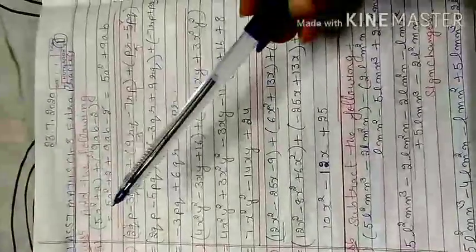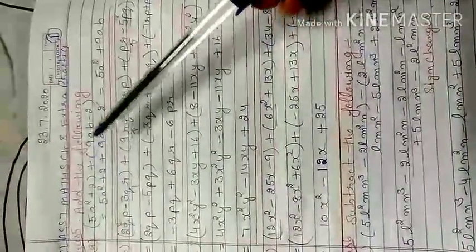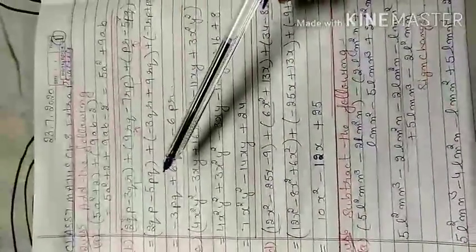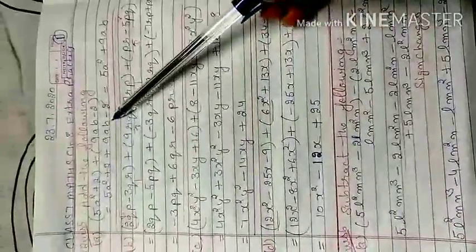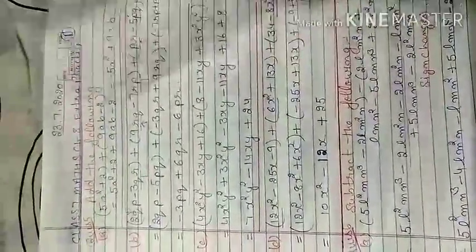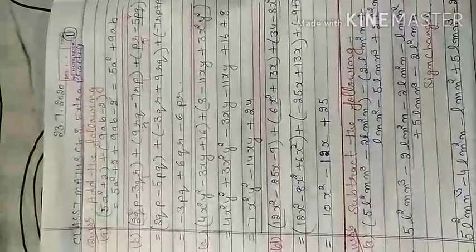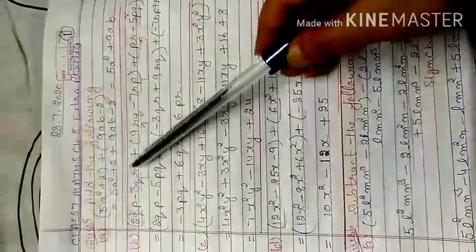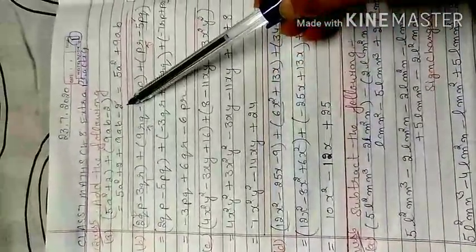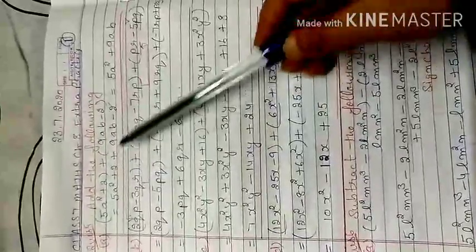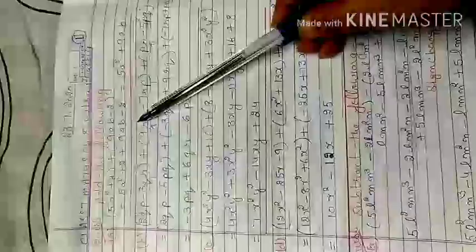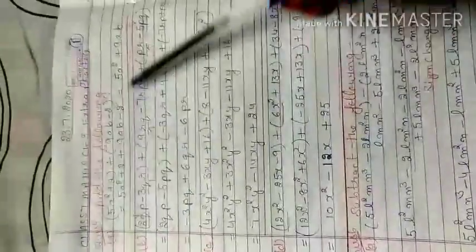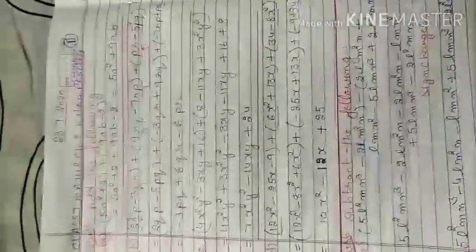Your first question is 5a square plus 2 plus 9ab minus 2. In this you have to first open the bracket, because the sign is positive, so there will be no change in the sign. So that will be 5a square plus 2 plus 9ab minus 2. Only plus 2 and minus 2, the same term with opposite sign, cancel each other. No like term is left. So my answer will be 5a square plus 9ab.